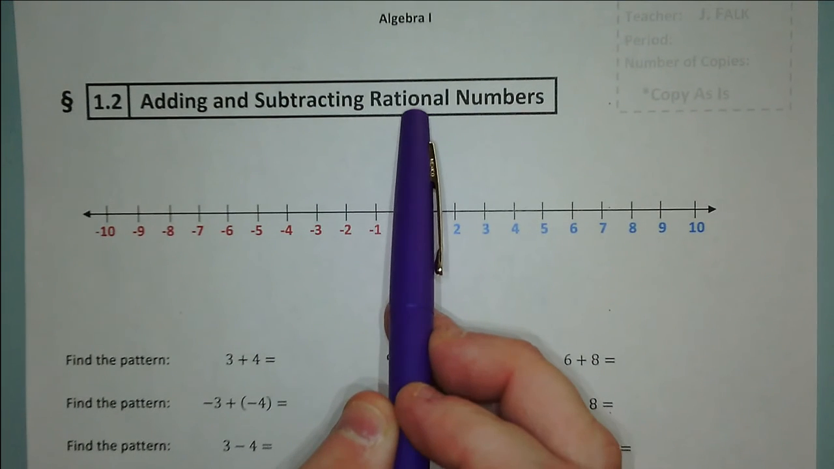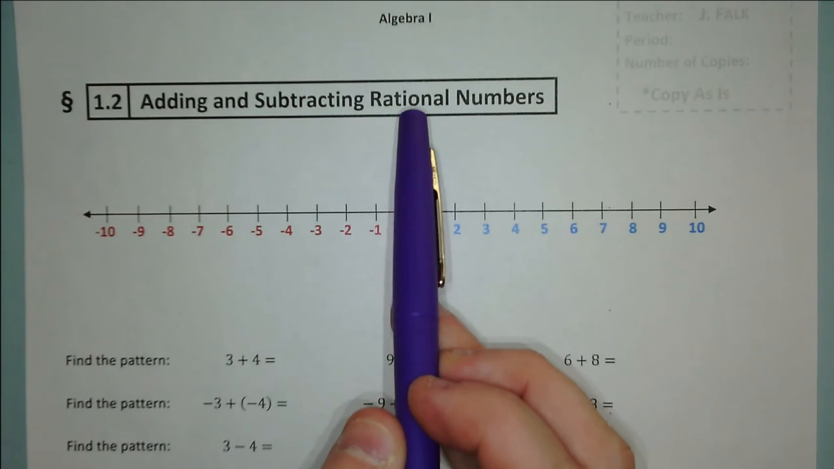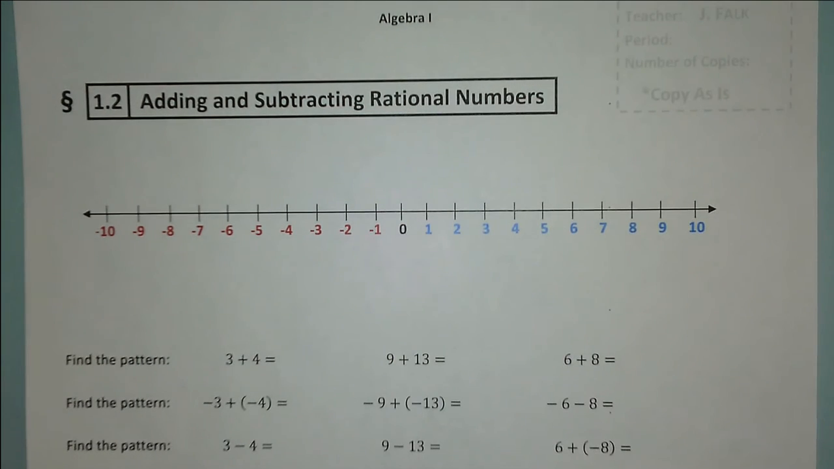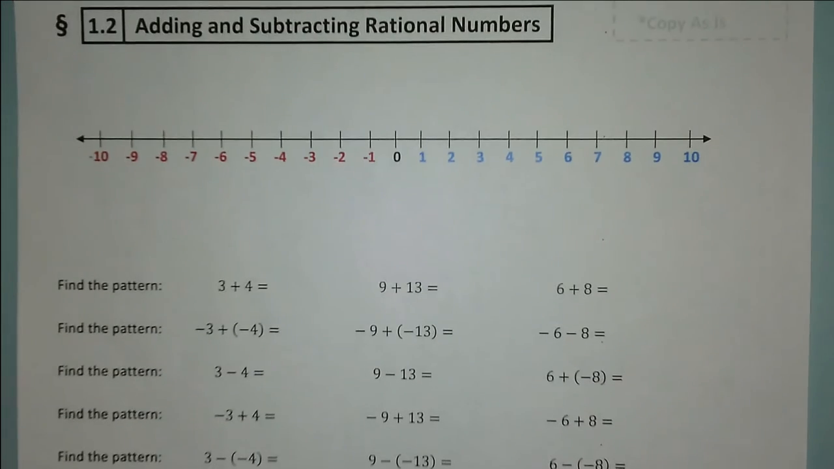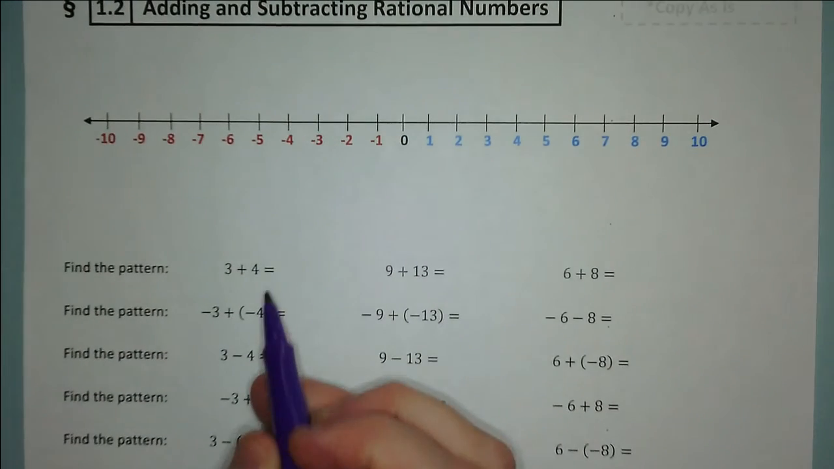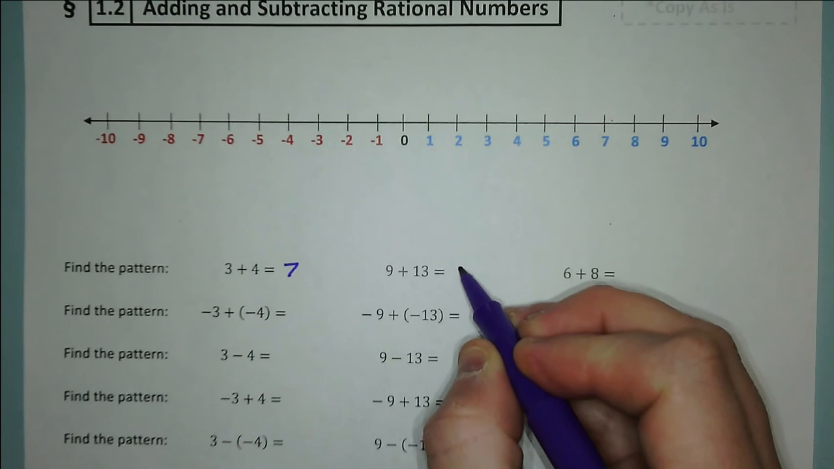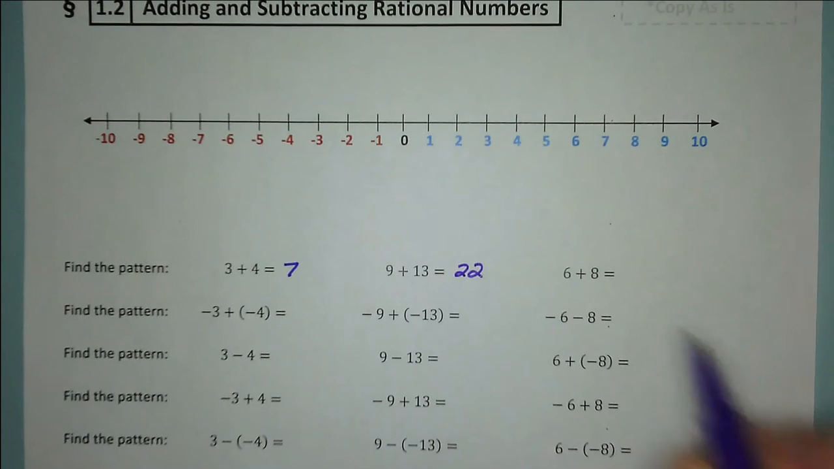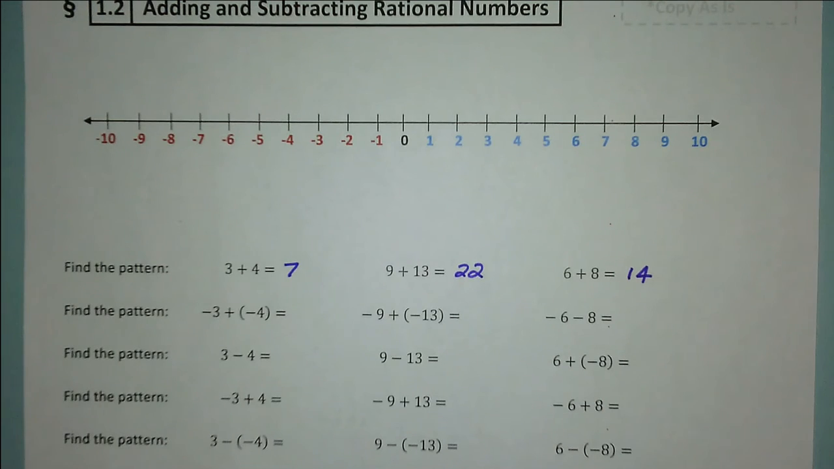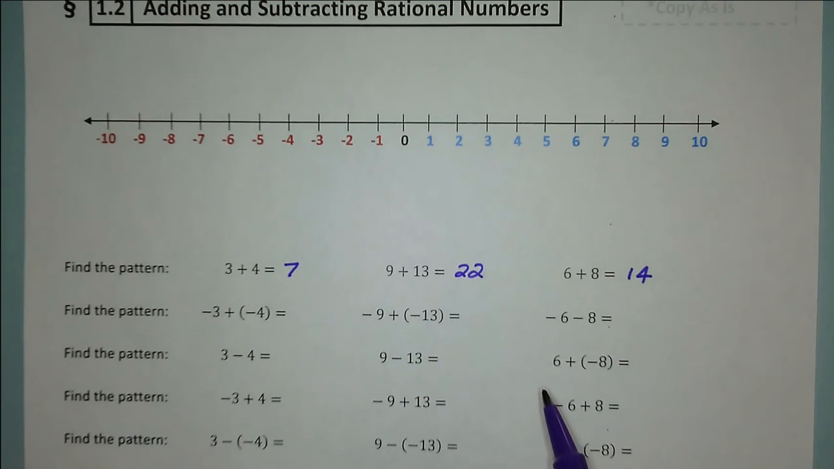With section 1.1, when we do that together, you'll get a better idea of what the word rational means. Maybe you already know what rational means, but not going to get into that right now. This is just about adding and subtracting rational numbers. So obviously 3 plus 4 is 7. 9 plus 13 is, oh gosh, I'm getting a little nervous there, 22. 6 plus 8 is 14. That is the kind of adding you've been doing since, I don't know, first grade, second grade.